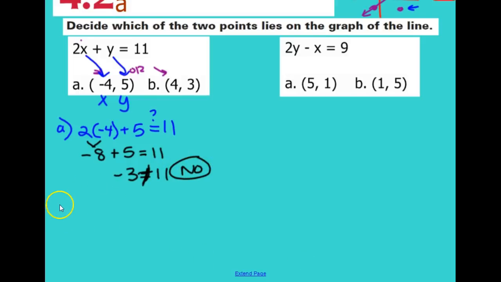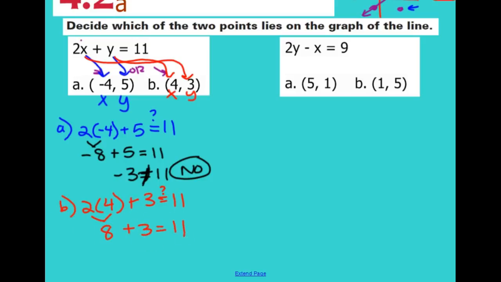So then I'm going to try point B, x and y. So my equation says 2 times x, and x is a 4 this time, plus y, and y is a 3. Does that equal 11? Well, 2 times 4 is 8. So we have 8 plus 3 equals 11. Well, 8 plus 3, more: 8, 9, 10, 11, equals 11. Yay! So yes, the second point is on the line. The first point is not on the line. Let's do the same thing with our next problem.